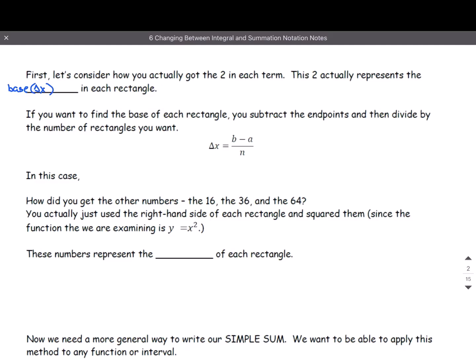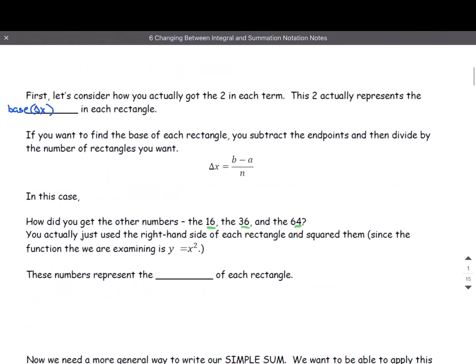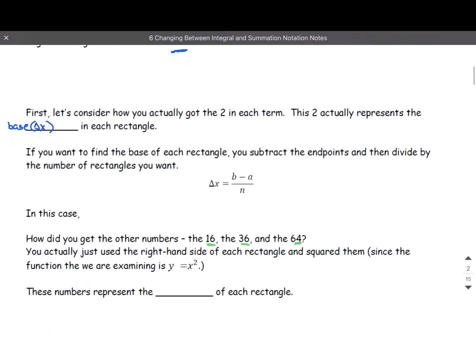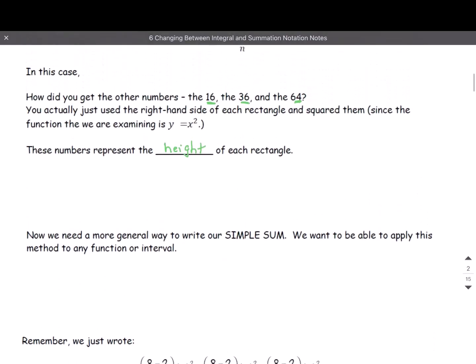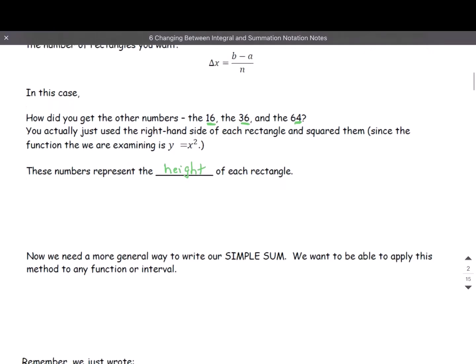In this case, how did we get the numbers 16, 36, and 64? Where did these numbers 16, 36, and 64 come from? They came from substituting the right endpoints into the function. They are the heights of each rectangle, right? Now we need a more general way to write our simple sum. We want to be able to apply this method to any function or interval.